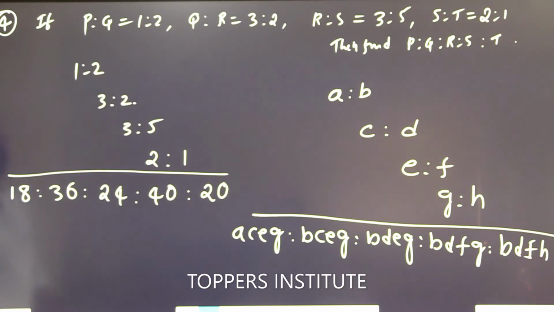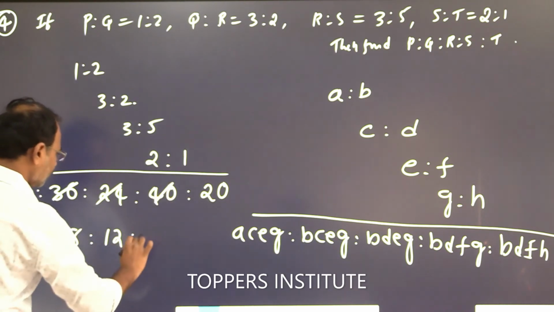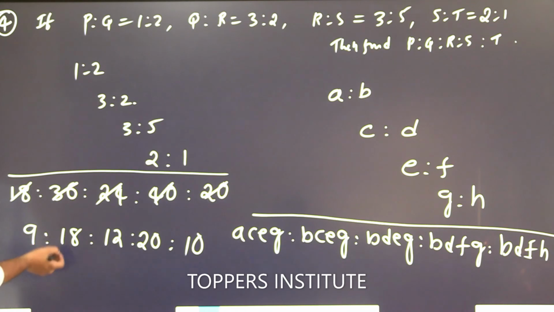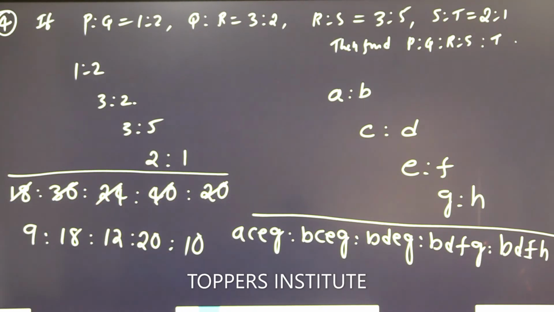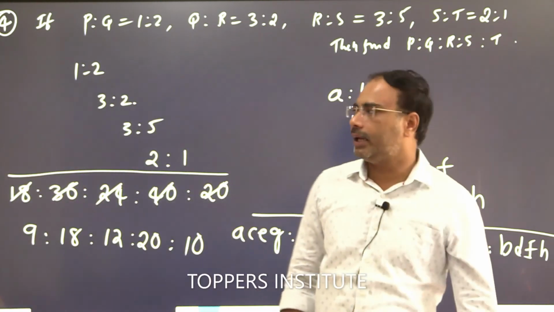So this is the combined ratio of the given four ratios, and of course here we have a common factor of all numbers, that is 2. So cancel 2: 2 9s are 18, 2 18s are 36, 2 12s are 24, 2 20s are 40, 2 10s are 20. Hence 9 is to 18 is to 12 is to 20 is to 10. This is the required ratio by combining four ratios.